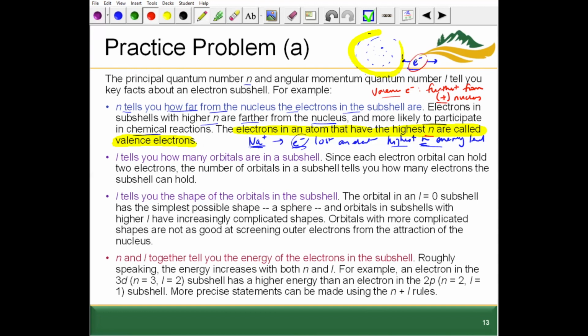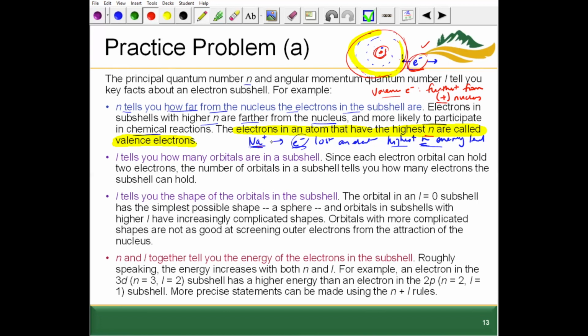Electrons being negatively charged, they are held in by the positively charged nucleus. If the electron, however, is further away from that positively charged nucleus, it will be easier to remove from the atom. That positive charge isn't going to be able to hold in that electron as strongly. These electrons here in the inner shells are really hard to remove. These electrons here in higher n values are easier to remove. The ones in the highest n value are called our valence electrons. They're the easiest to remove.